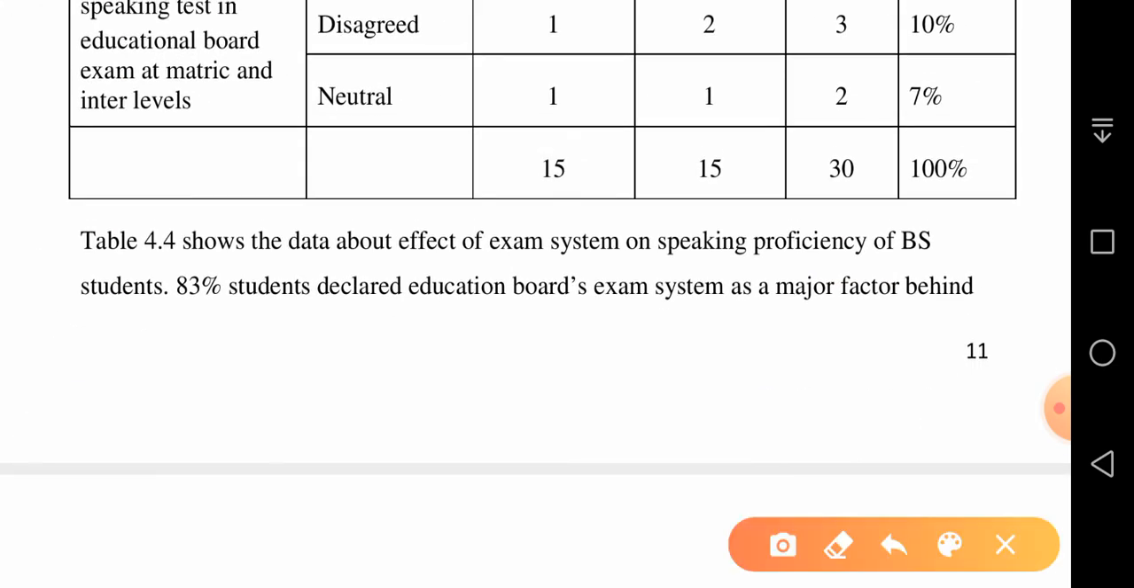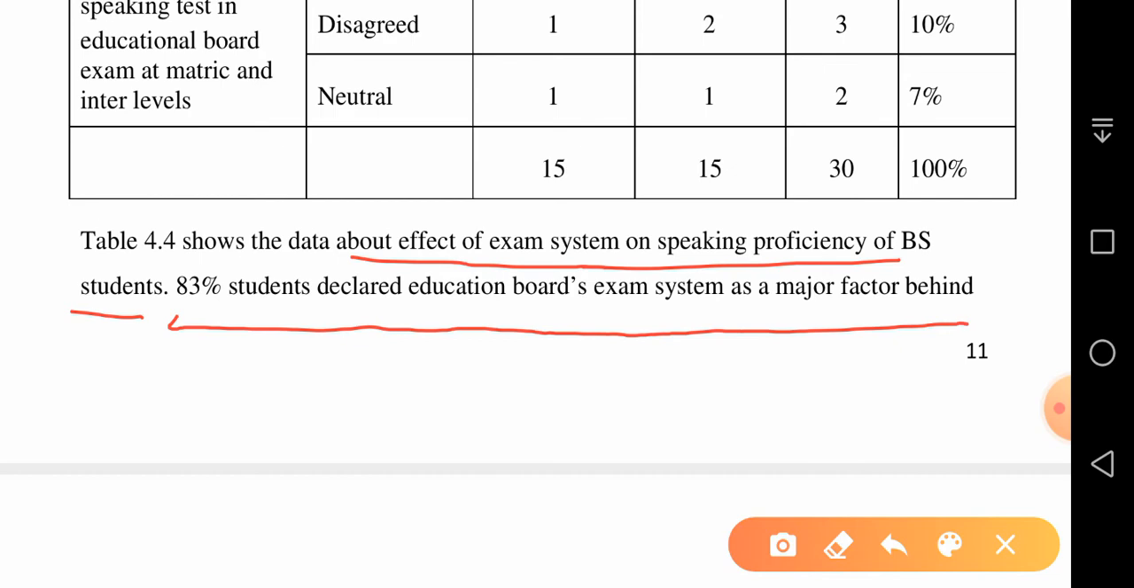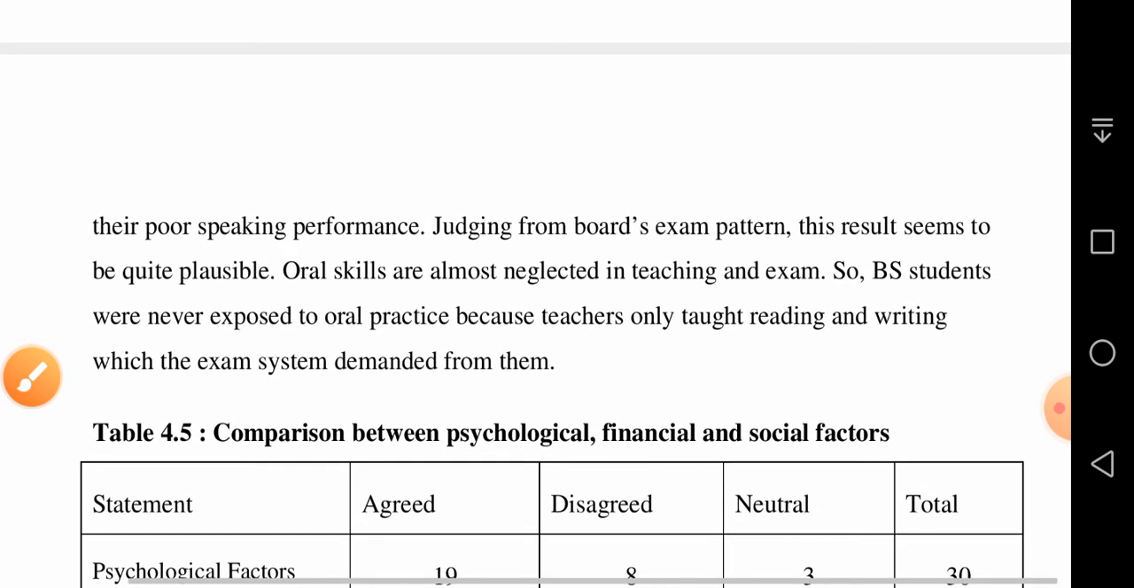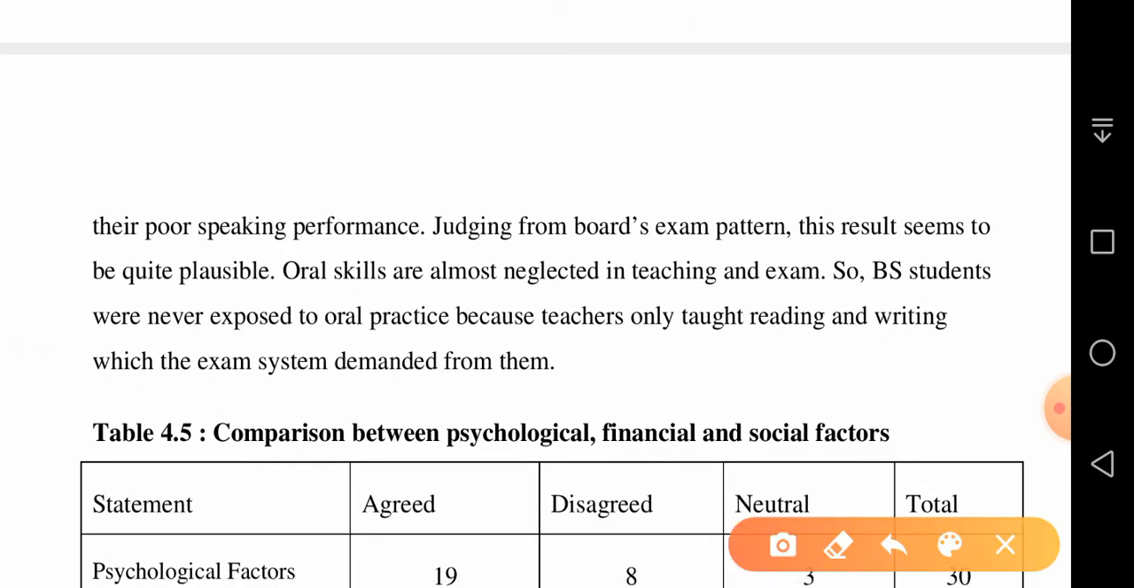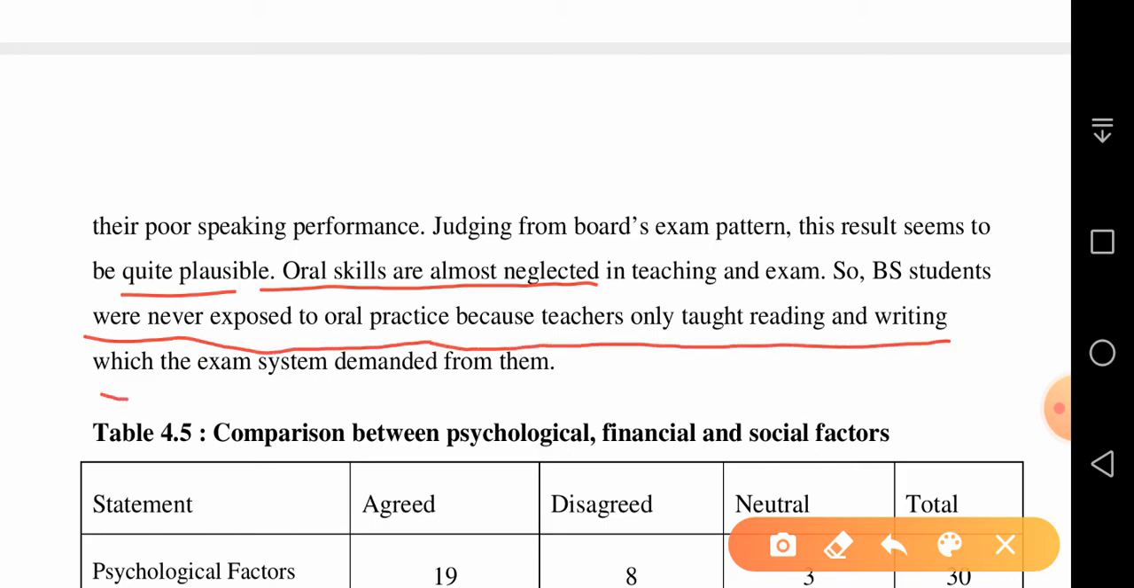See the interpretation. The data shows the effect of the exam system on speaking proficiency of BS students. So 83% students declared the education board's exam system a major factor behind their poor speaking performance. Judging from the board's exam pattern, this result seems to be quite plausible. Oral skills are almost neglected in the teaching system. So BS students were never exposed to oral practice because teachers only taught reading and writing, which the exam system demanded from them.